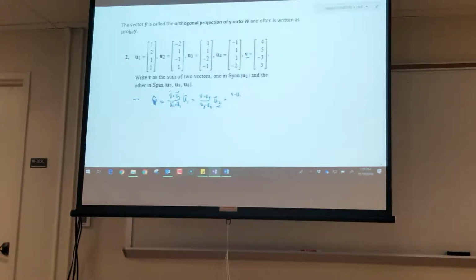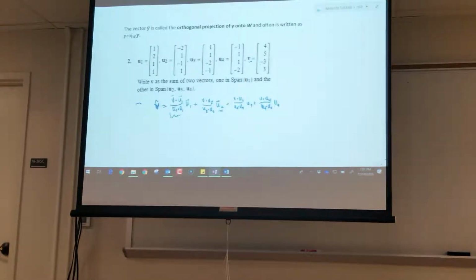V dot U3, U3 dotted with U3 times U3, plus V dot U4, U4 dotted with U4, multiplied with U4. So this is what we have. Now, we want one of them in the span of U1, and then the other one in the span of the other three. So after we find these vectors, we're just going to write them as one vector. But I think the better exercise is to try to figure out what these vectors are.